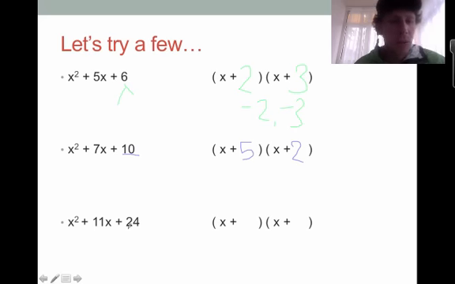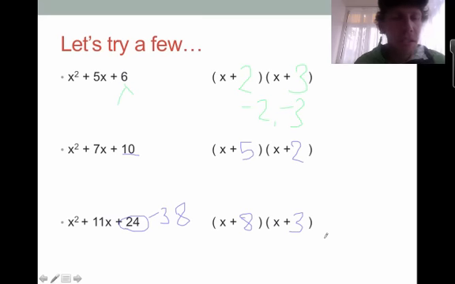And this last one, 24, has a lot of factors. So you're probably starting with 24 and 1, that adds to 25. 12 times 2, that adds to 14. 6 times 4 adds to 10. How about 3 times 8? Multiplies to 24, adds to 11. So what we get is x plus 8, x plus 3. And then our x-intercepts, of course, would be x equals -8, x equals -3.